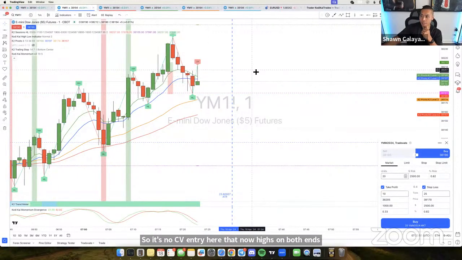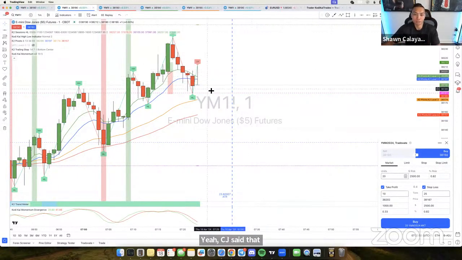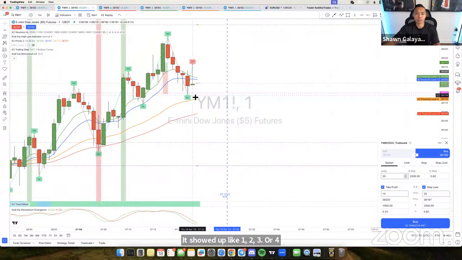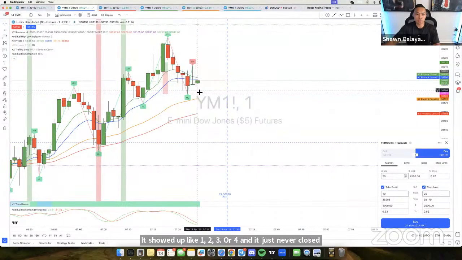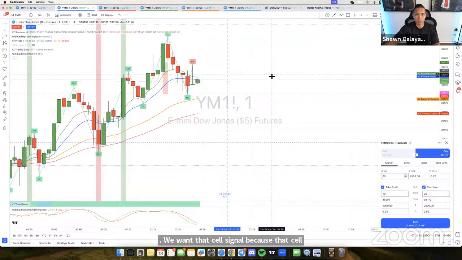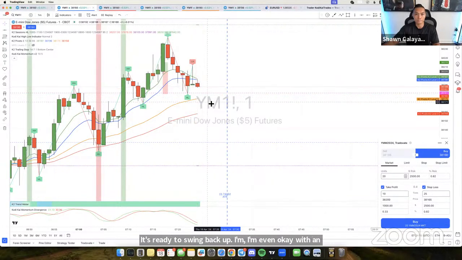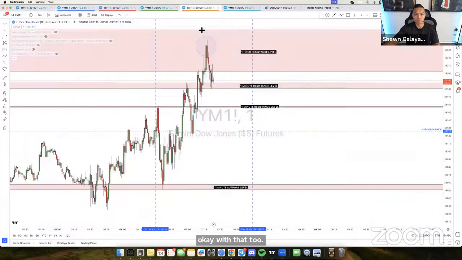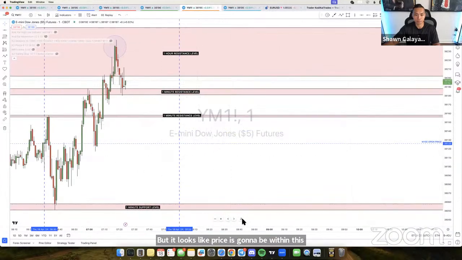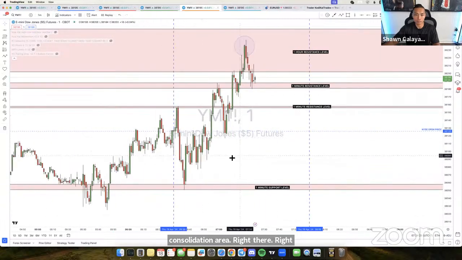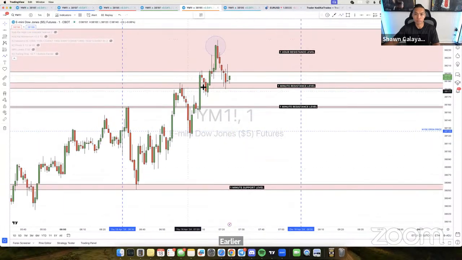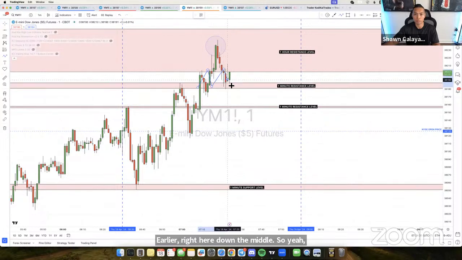Yeah, CJ said that sell signal not closing is annoying me. Yeah, because it showed up for like 3 candles, right? It showed up like 1, 2, 3, or 4, and it just never closed. Well, we want that sell signal because that sell signal is going to confirm retracement. We're going to know that price is retracing, it's ready to swing back up. I'm even okay with an invalid sell signal. So if we get a green candle and it's a sell signal, I'm okay with that too. But it looks like price is going to be within this consolidation area right there, where I marked up earlier, right here down the middle. So yeah, typical area of consolidation within here.